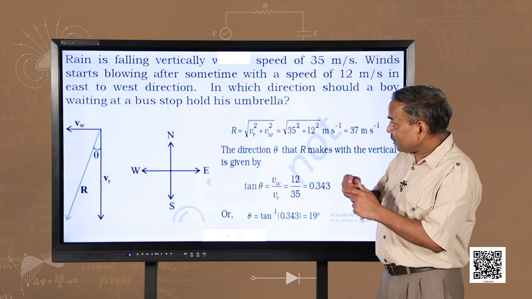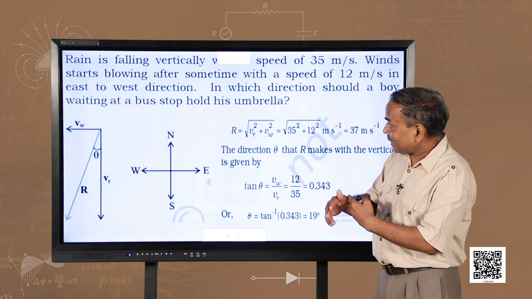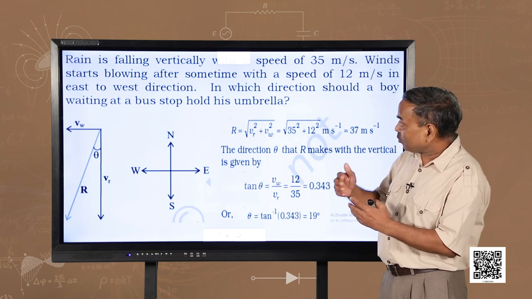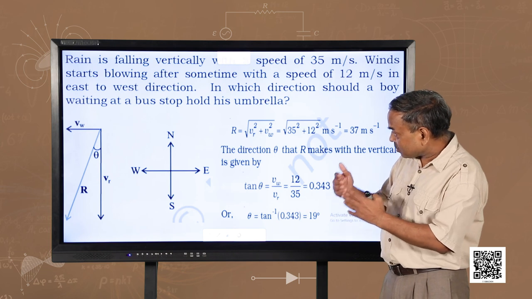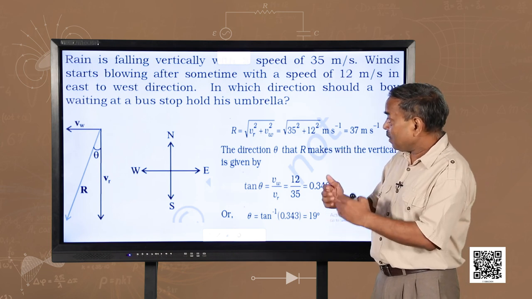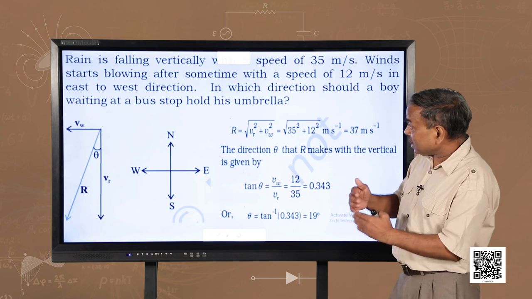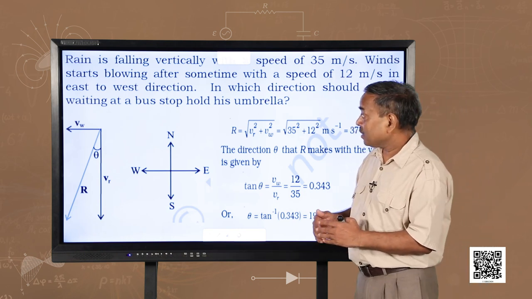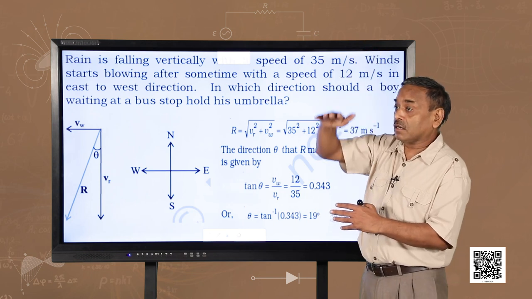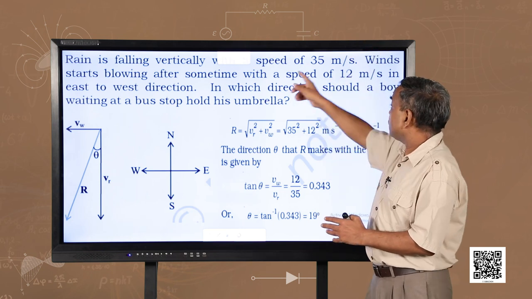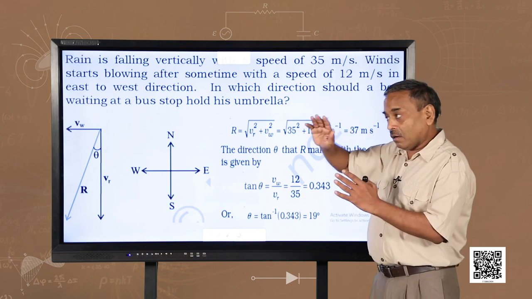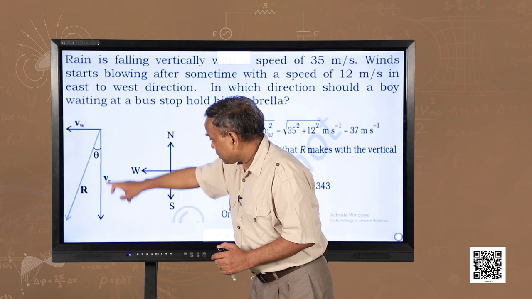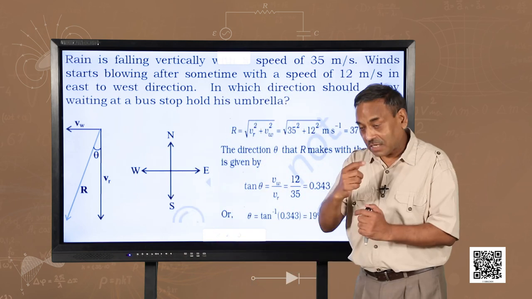Now, after having seen how the vectors are added, let us see a realistic situation where these are used. I will not be dealing with this question in great detail at this time, but you should do it and understand it. This question is given in your textbook too. The rain is falling vertically with a speed of 35 meter per second. Now these are the velocity vectors.